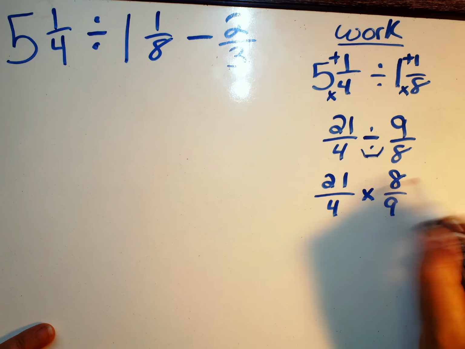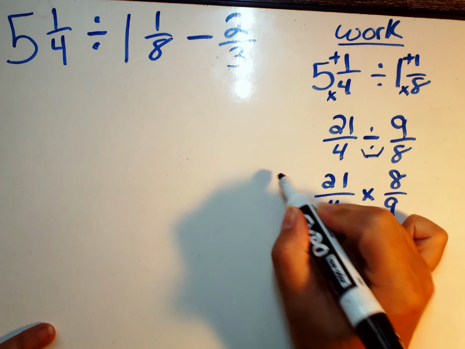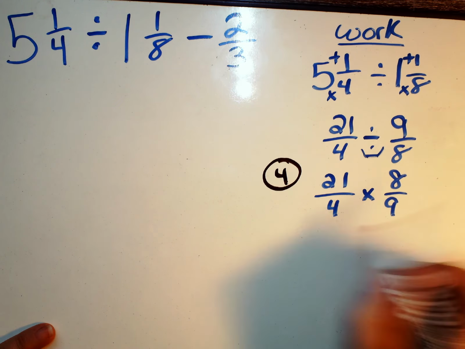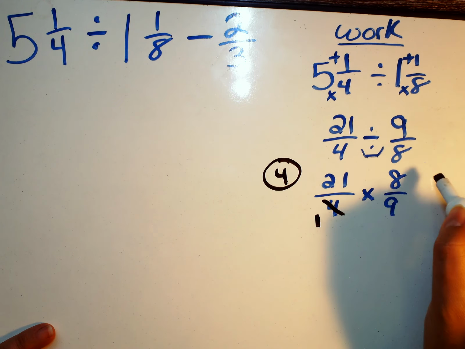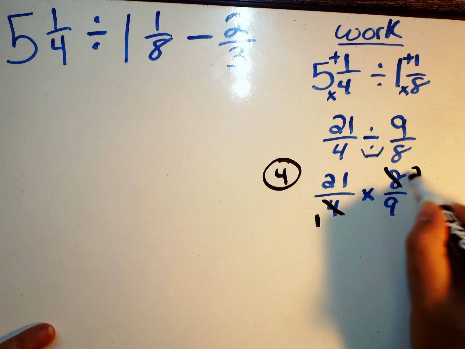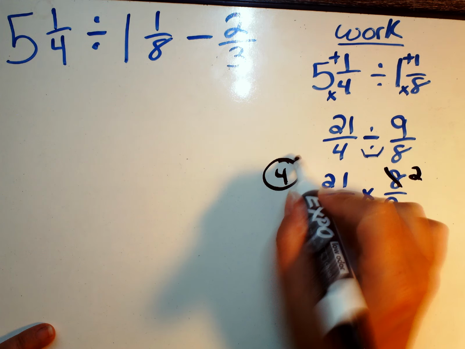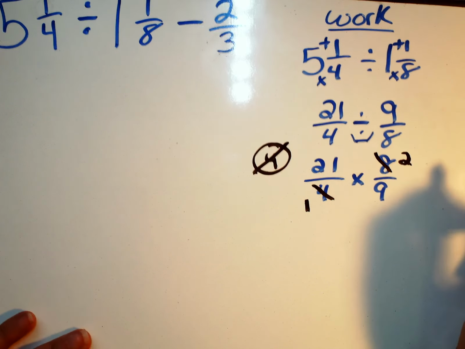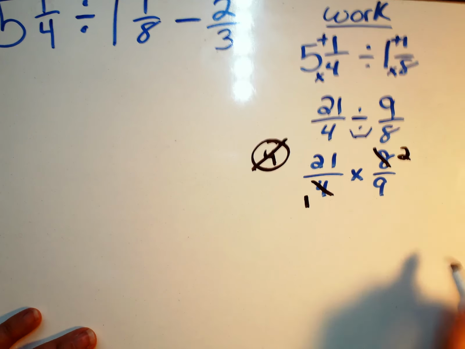So it looks like our 4 and 8 we can cross cancel. So 4 goes into both 4 and 8. So 4 divided by 4 is 1, and 8 divided by 4 is 2. So cross that off. Now we have to look at 9 and 21, and you can find a factor that goes into both 9 and 21.